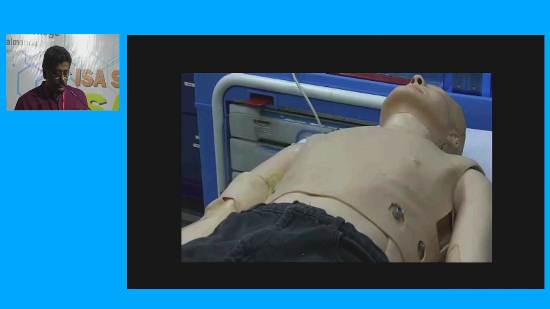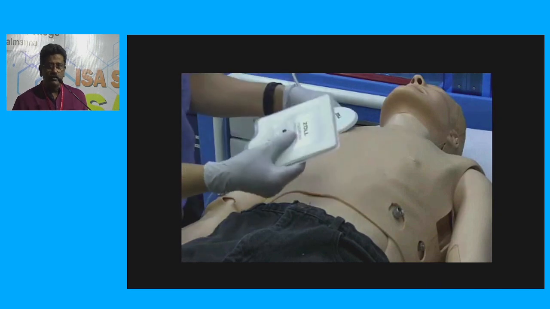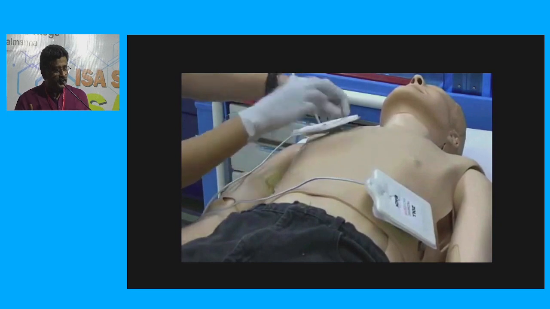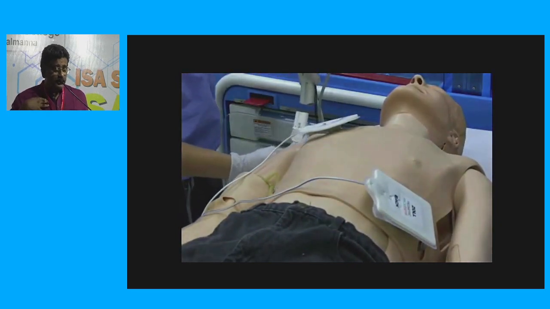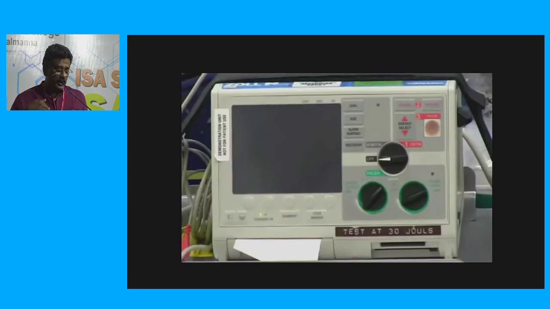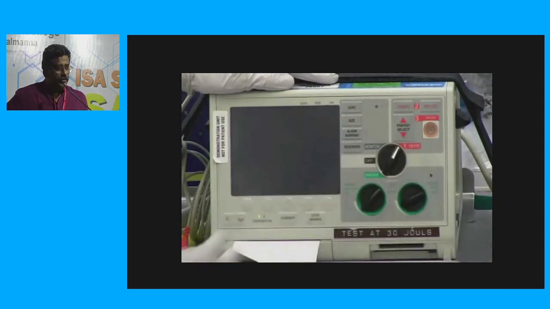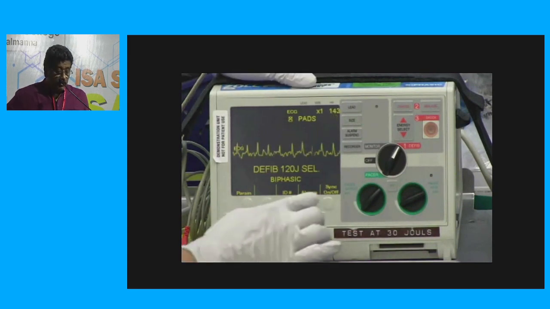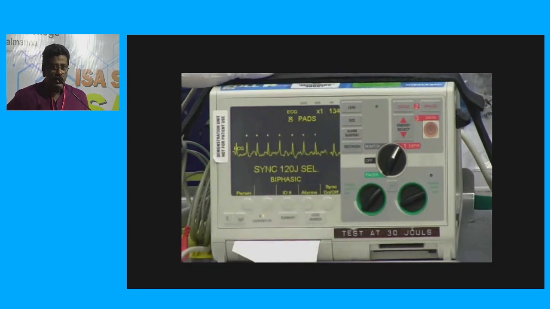So let us see. So first you have to attach the pads, that has been attached. So anterior lateral position, you can also choose anterior posterior. You should know where exactly it has been put. It is below the clavicle and right side of the sternum, one. The other one is the mid axillary line or at the apex. So now you can see the rhythm, what is there, that is atrial fibrillation. So what we are going to do is press the sync button, so you can see the markers on that.